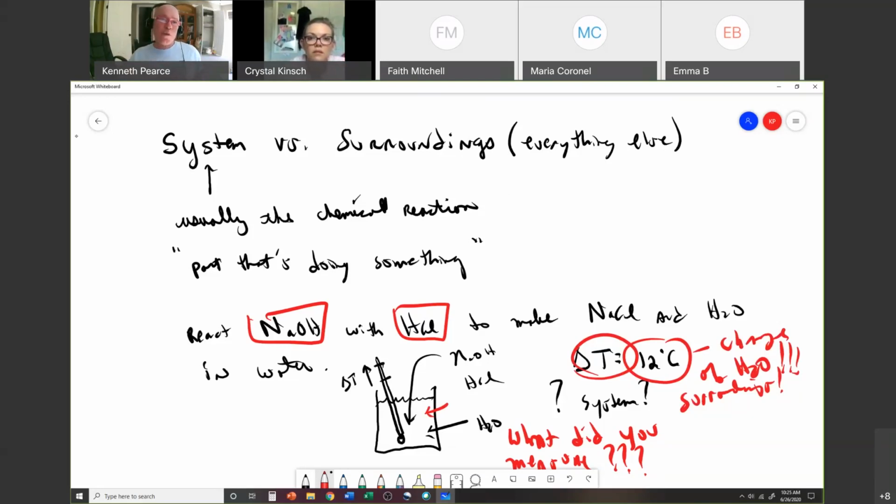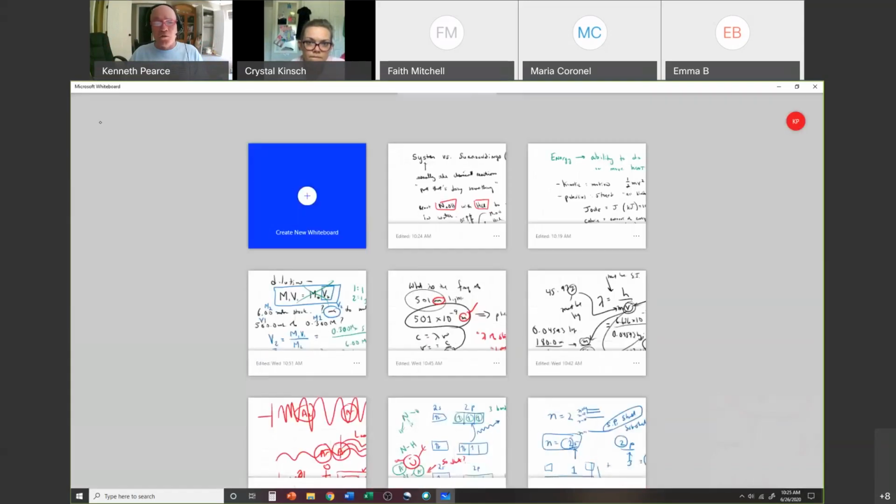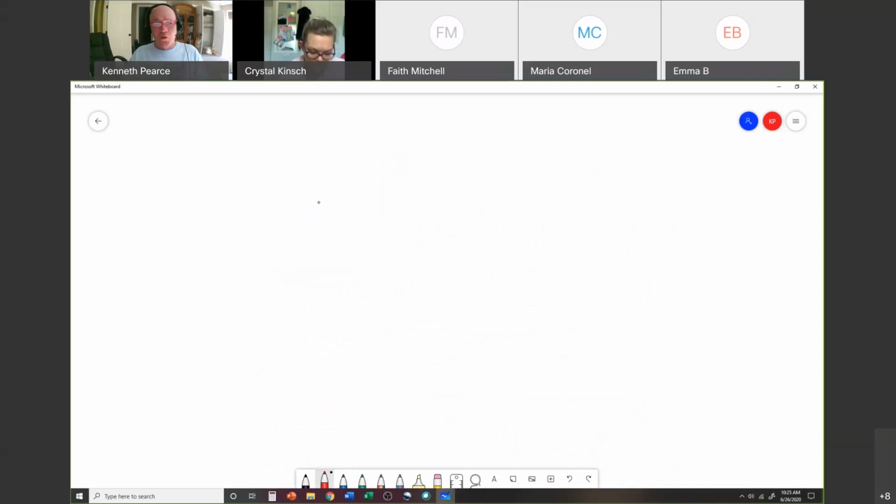So why do we belabor the system versus surroundings? Well, here's the reason why. It comes down to sign. It comes down to the sign. We're going to have something called a sign convention.